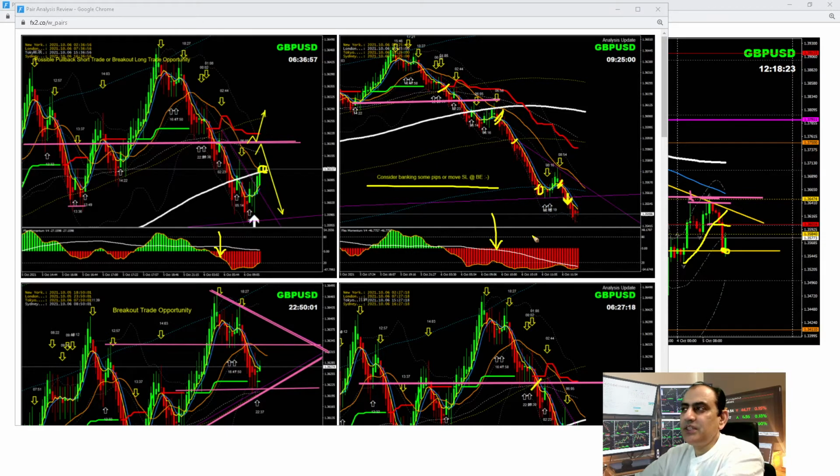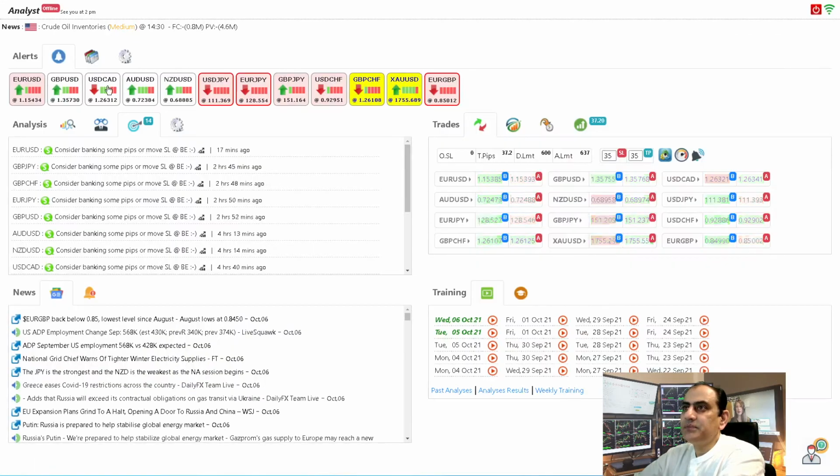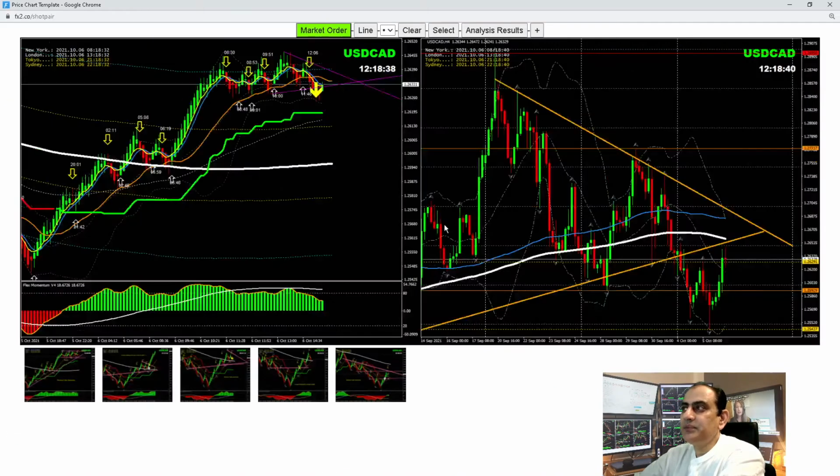So we had amazing short trades on Euro USD and Pound Dollar this morning. Most of the traders banked beautiful pips. All right, so let me share with you the Dollar CAD. Dollar CAD, we had another amazing trade.